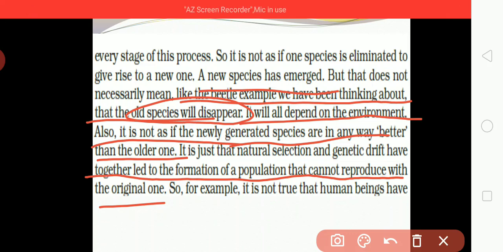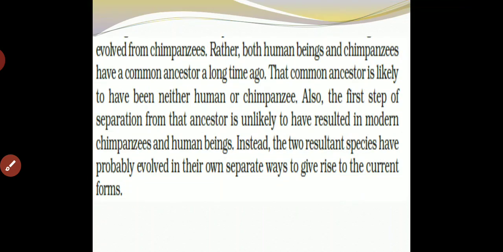Natural selection and genetic drift both work together and lead to the formation of a population that cannot reproduce with the original one. It has a few changed characters, but only a little bit. So, for example, it is not true that human beings evolved from the chimpanzee.